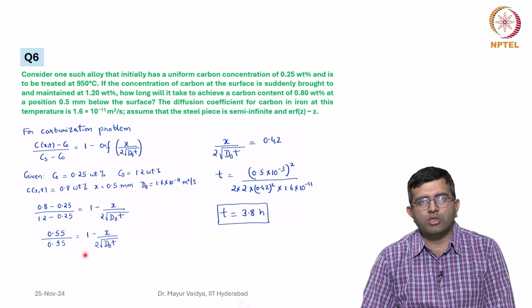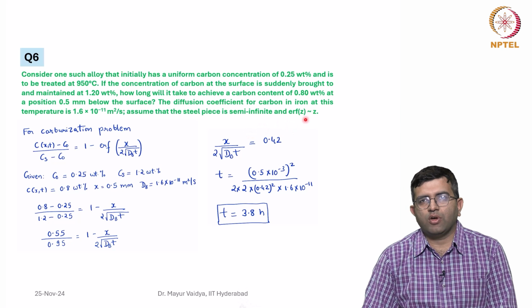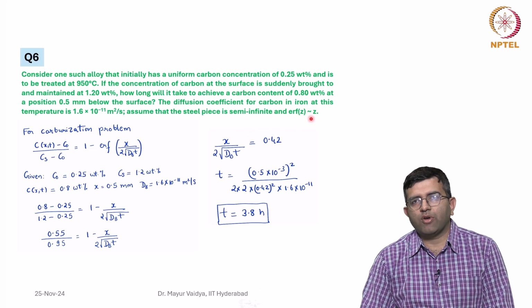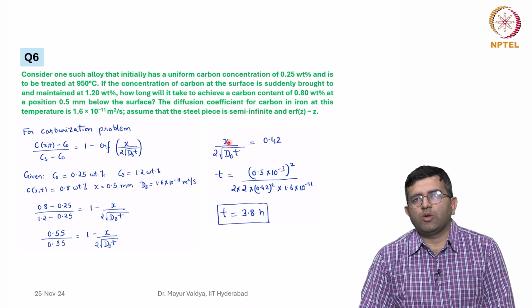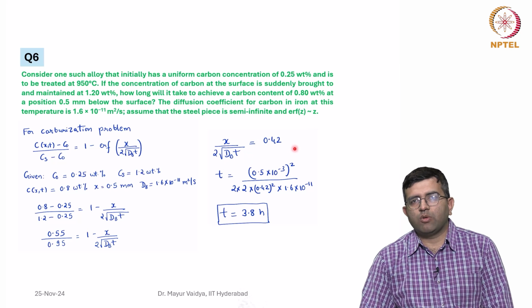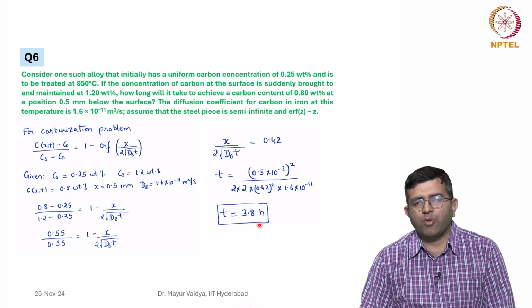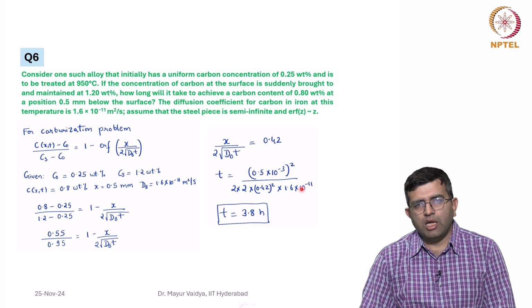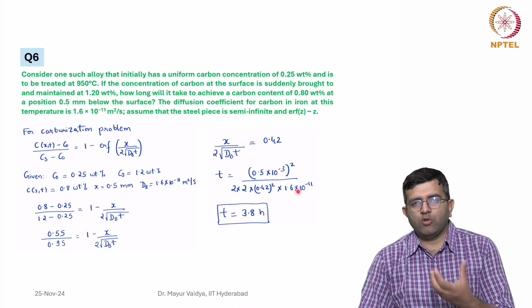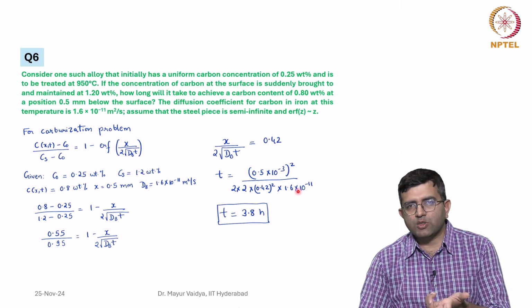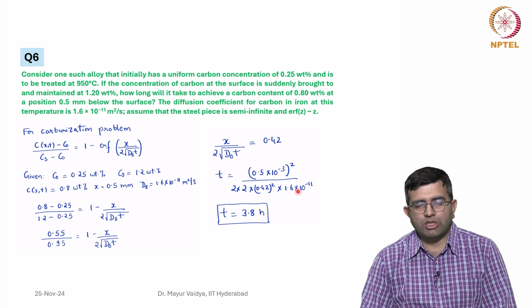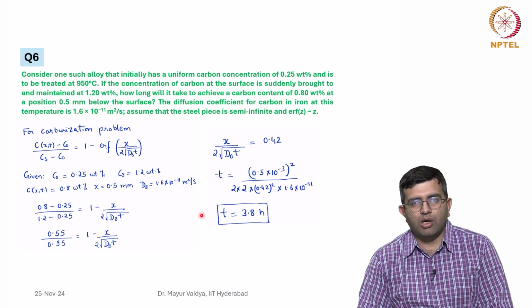So, if you put this here, and again for the sake of easy calculations, I have told you to assume that error function of Z is Z. So, what you get is x by 2 root Dt is equal to 0.42, and if you solve for t, you will get 3.8 hours. Even if you leave the options in seconds, it is okay, but it is generally good to write it in hours.